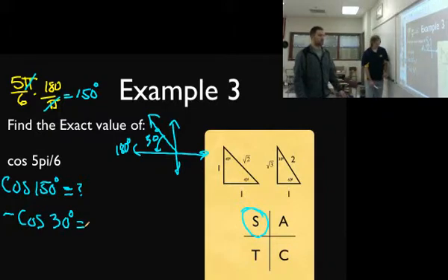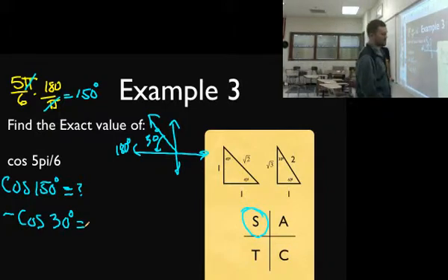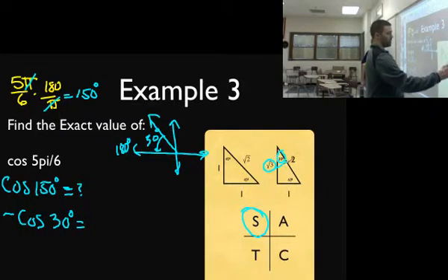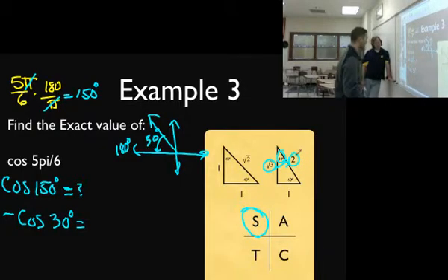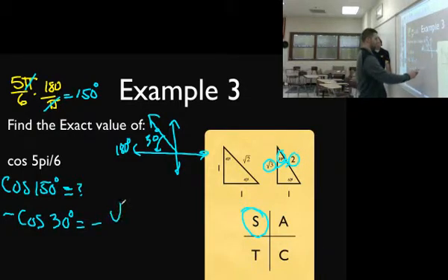Negative cosine of 30. Well, I'm going to look at my 30, 60, 90 triangle. I know that cosine is the adjacent over the hypotenuse. So I'm looking at 30. Adjacent is square root of 3 divided by the hypotenuse, which is 2. So this is negative square root of 3 divided by 2.